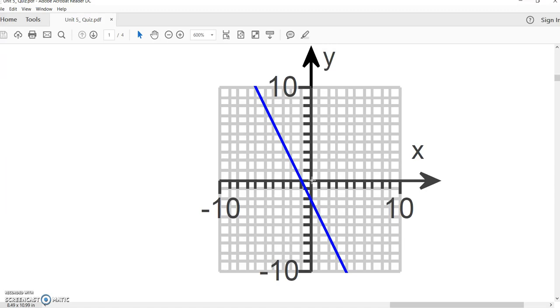Y-intercept, in the same manner, is the point on the y-axis where the graph goes through, and that point is right here, which is 2 units below 0. So y-intercept is negative 2. So again, x-intercept is negative 1, y-intercept is negative 2.